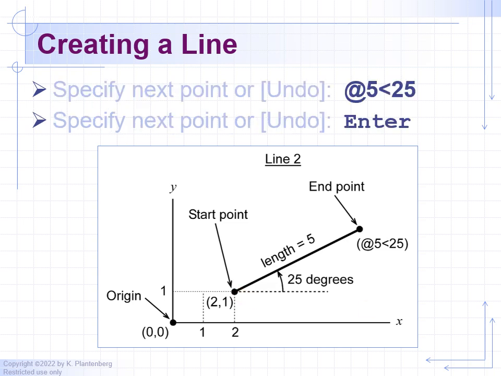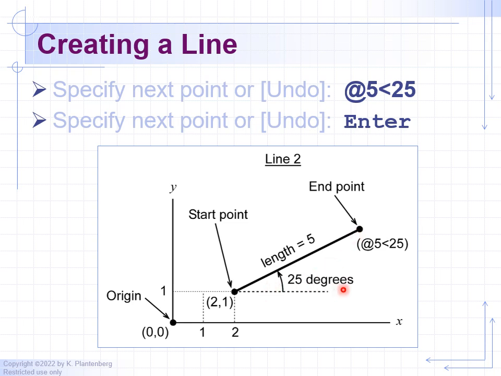And then we switch to relative coordinates. And this time we're going to actually use relative polar coordinates. We put in @ means it's relative coordinates, 5 less than 25, or 5 angle 25. That means it's going to have a radius of 5 at an angle of 25 degrees. So again, it starts at 2, 1. Now this line is 5 units long and at an angle of 25 degrees.